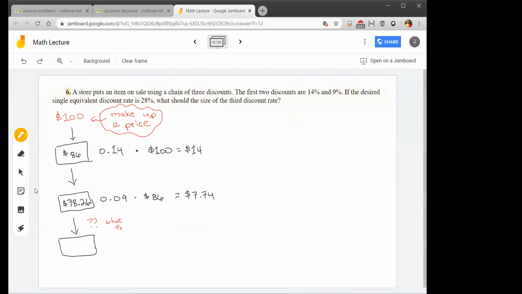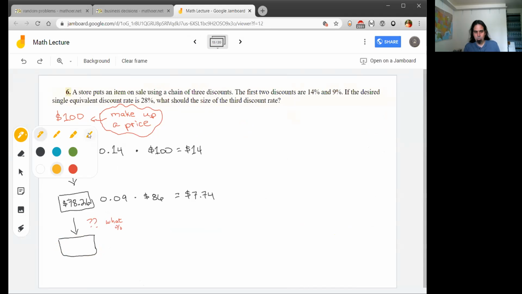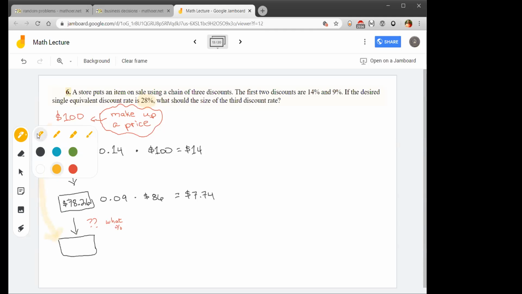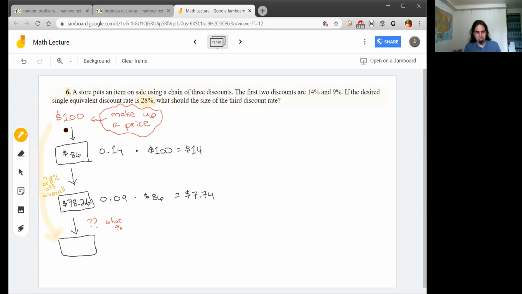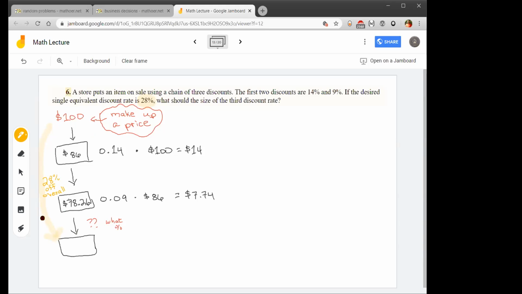And where does the 28% come into play? Oh, that's a good hint. Overall, it's 28%. The single equivalent discount rate means overall, it's going to be 28% off. So what's 28% of 100? Oh, well, I was just looking at the first two numbers. If it's overall 28%, I was just adding those two together and seeing what the difference was.